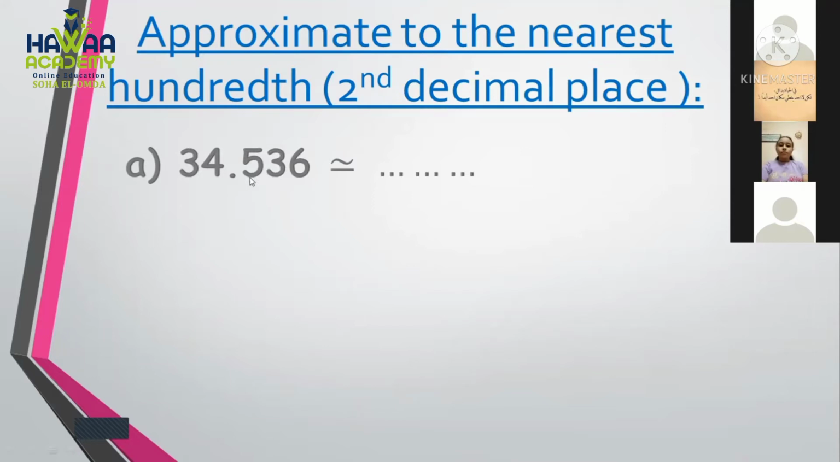I'm talking about this part. It's called the decimal part. So this part is called the whole part, and this part is called the decimal part. Super. So we have the whole part, then the decimal point, then the decimal part.